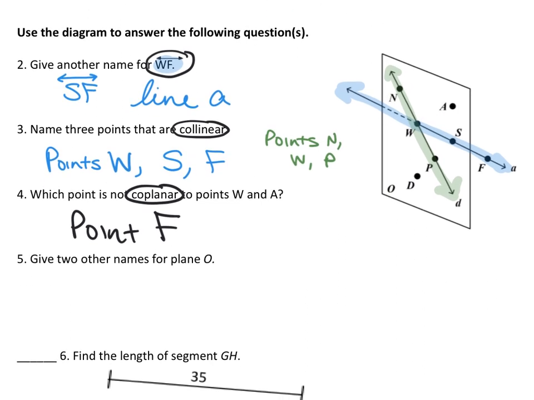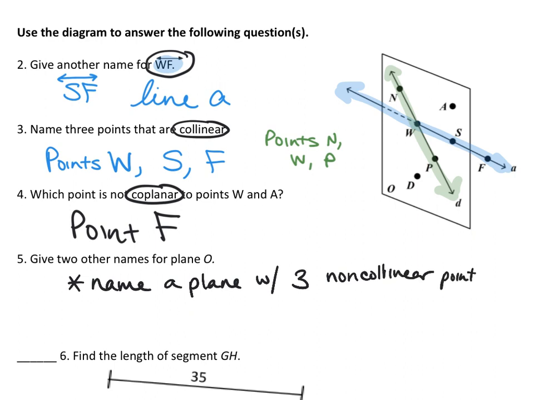Last but not least for this problem, it says give 2 other names for plane O. There's not really like a keyword here. We do need to know how to name a plane. So we're going to write a note to ourselves. To name a plane with 3 non-collinear points, which is a lot of words. So let me discuss what that means.